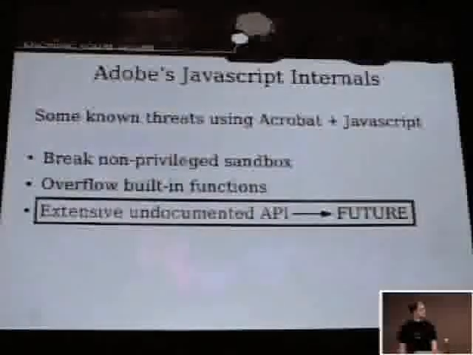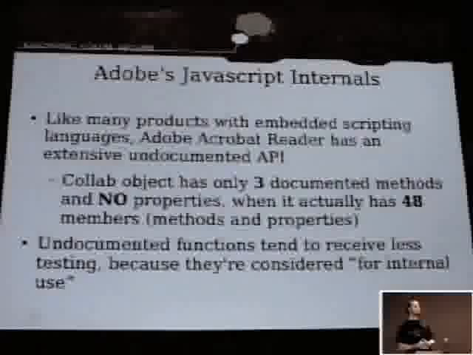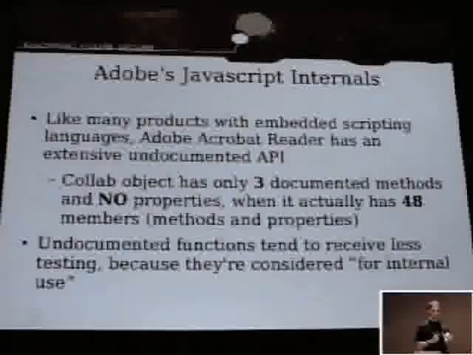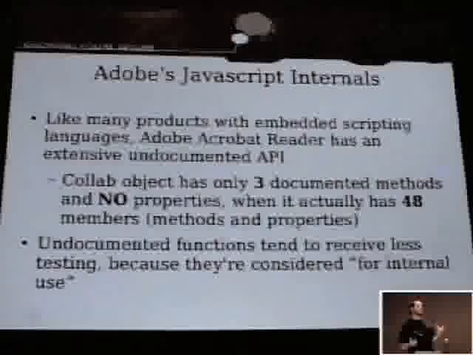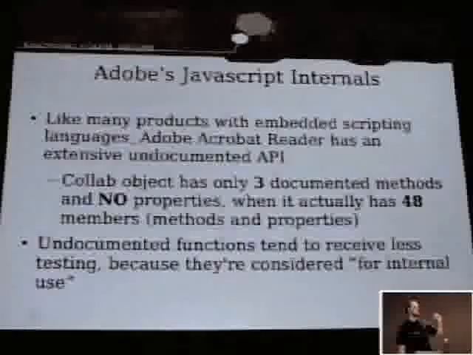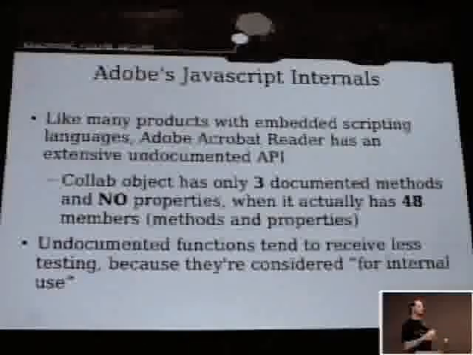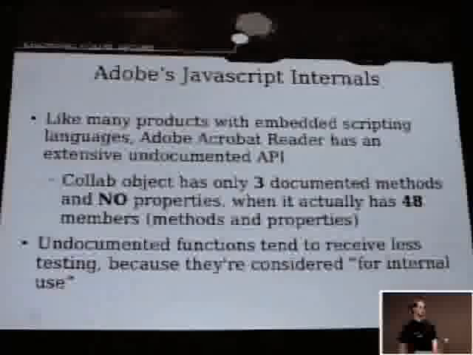And also, there's an extensive undocumented API. These undocumented functions tend to receive less testing because they're for internal use. As an example, the collab object inside the Adobe Acrobat Reader's API has only 3 documented methods and no properties at all, when it actually has 48 members. That's a lot of undocumented functions.